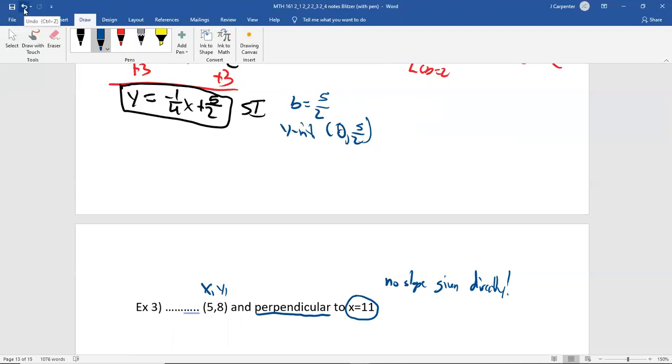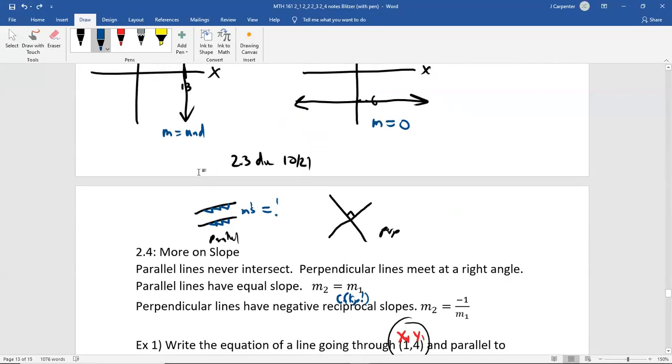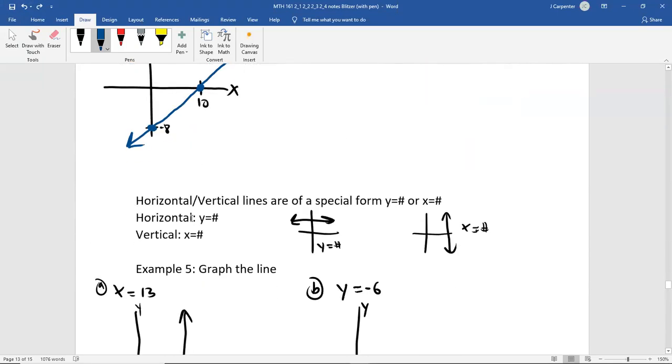When you only have y equals or x equals, it's one of the special cases. To remind us, horizontal lines are of the form y equals a number. Vertical lines are of the form x equals a number. Me being a broken record, you never get to forget this ever again.